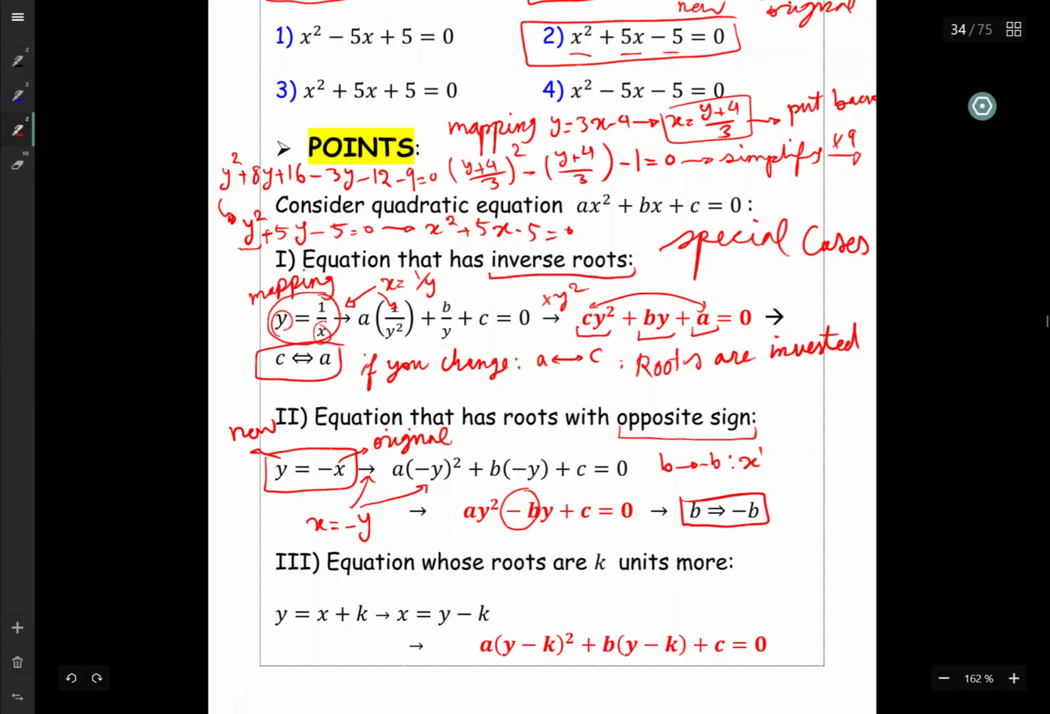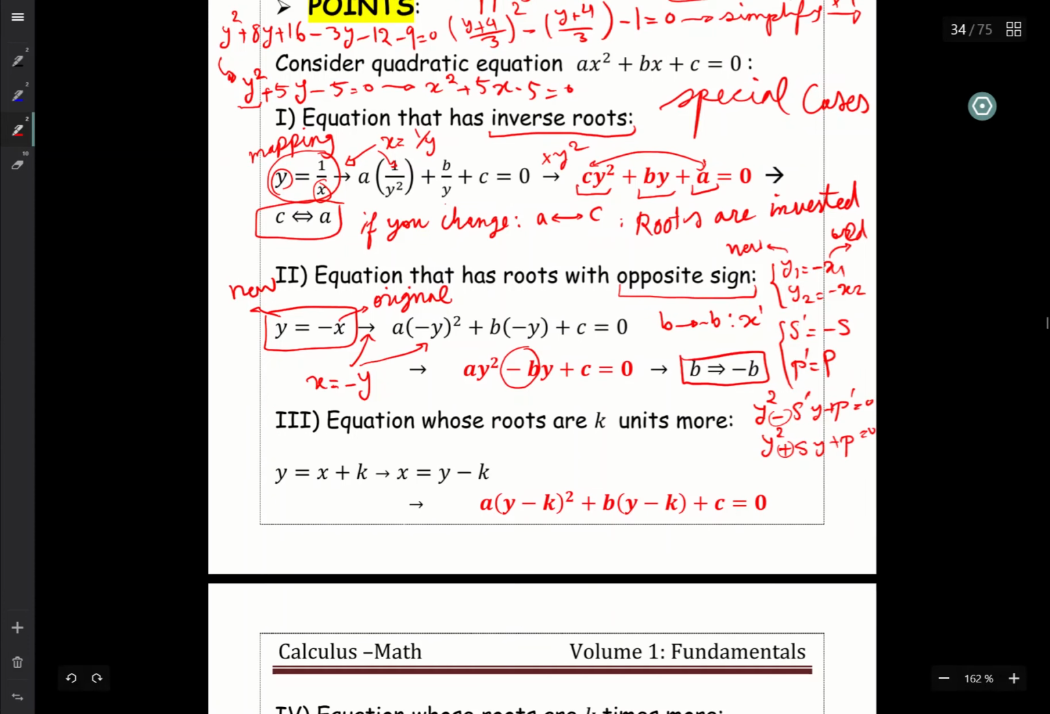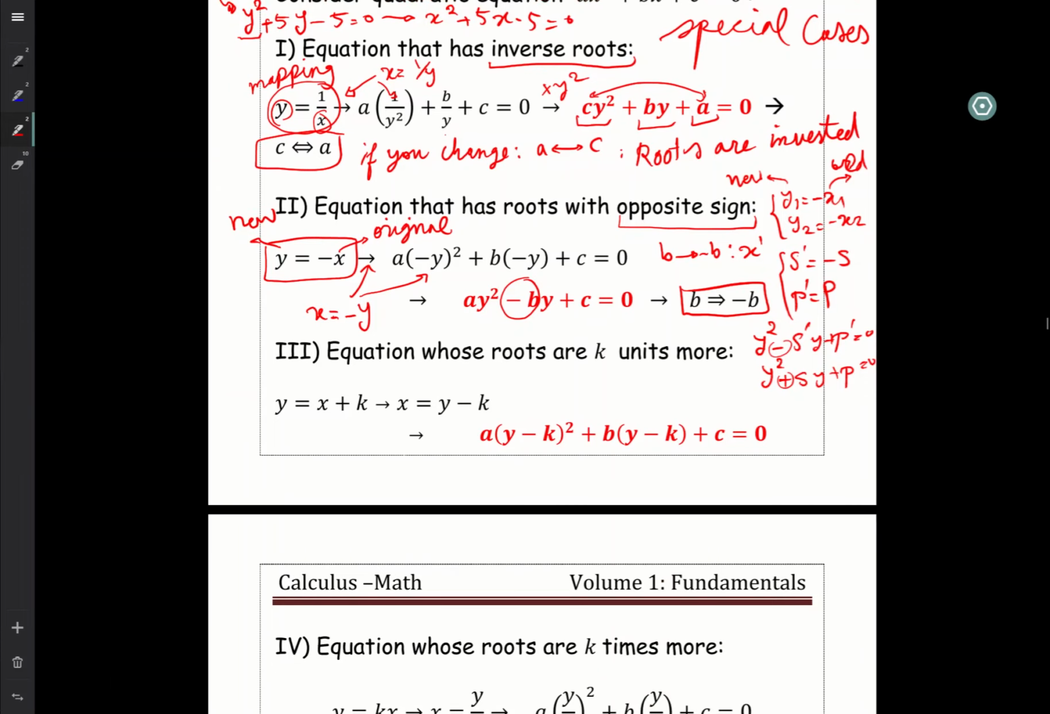And it's easy to see that because if y1 is negative x1 and y2 is negative x2, these are the new roots, these are the old. So y1, y2 are the new roots, and x1, x2 are the old roots. And therefore s prime, the new sum, y1 plus y2, is minus s, and p prime, which is y1 y2, is the same. And therefore the new equation is y squared minus s prime y plus p prime equals 0, which is y squared plus sy plus p equals 0. So the coefficient of y changes sign, right? If I make b into negative b, I get a quadratic equation whose roots have opposite sign to the original.